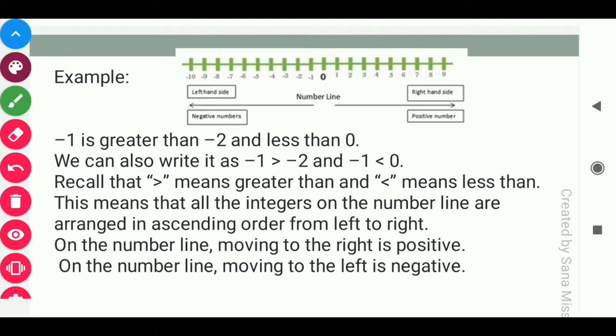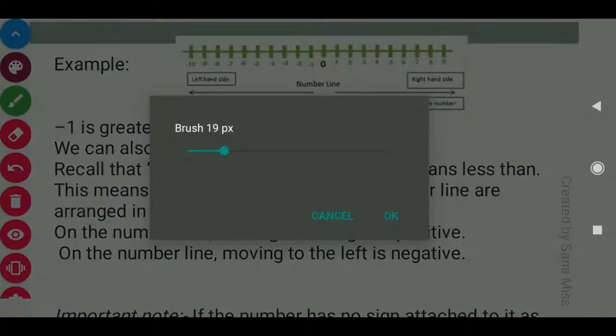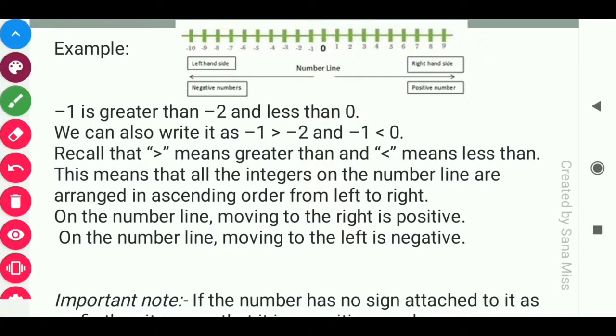For example, I want to compare -1 and -2. You can easily compare integers using number lines. So -1 is greater than -2, and -1 is at the same time less than 0. 0 is always greater than negative integers. Zero is greater than negative integers here.